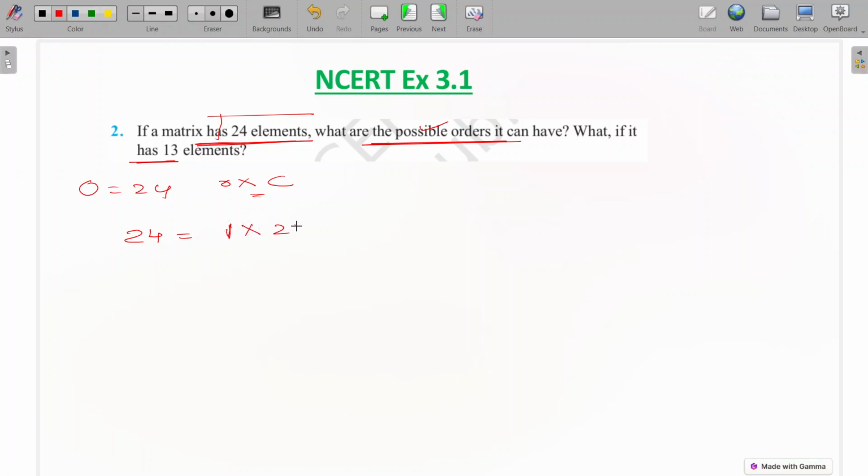We can factorize 24. 24 is a composite number, so we can factorize it into the number of rows and columns. What are all the possible combinations it can have? One row and 24 columns, two rows and 12 columns. Again we will factorize more. If we take three rows, then it is not four columns, sorry, it won't be 3 into 4, it will be 3 into 8. Five has no combination. So 3 into 8.